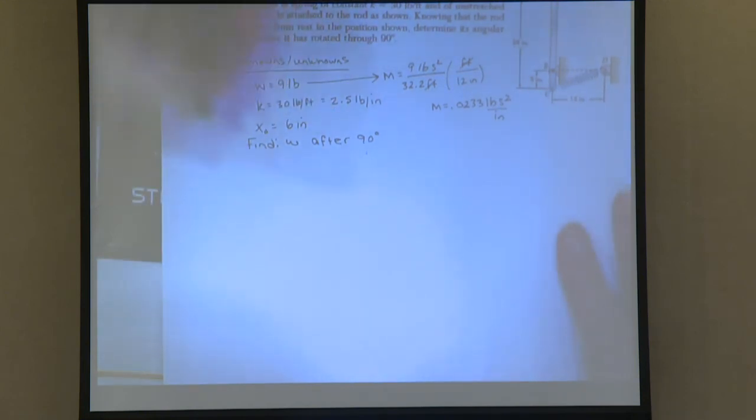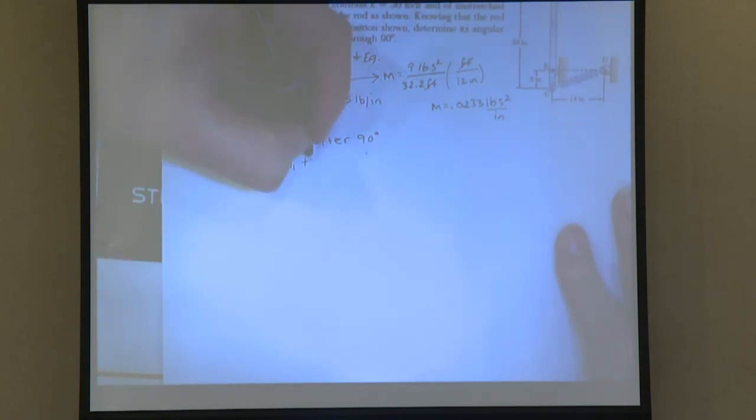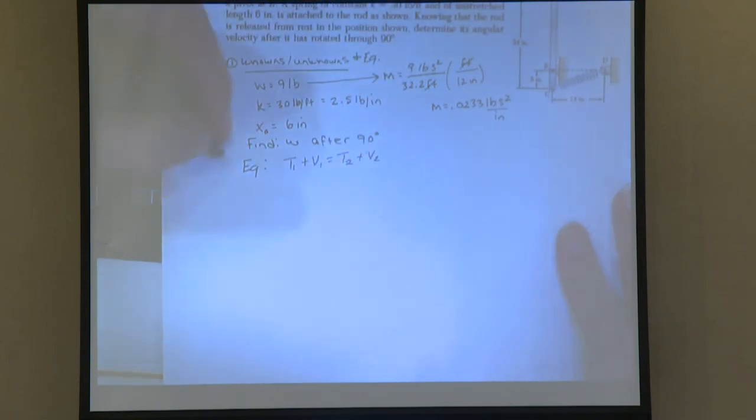And we're told to find omega after 90 degrees. I'm also going to put down the equations. So our equation is T1 plus V1 equals T2 plus V2.